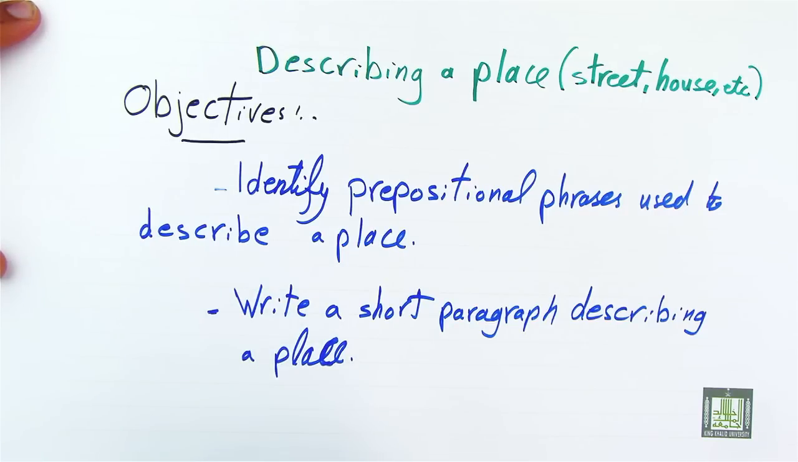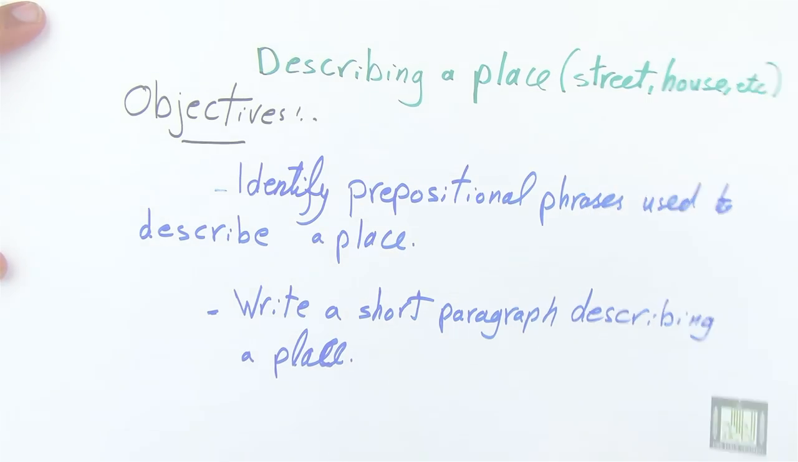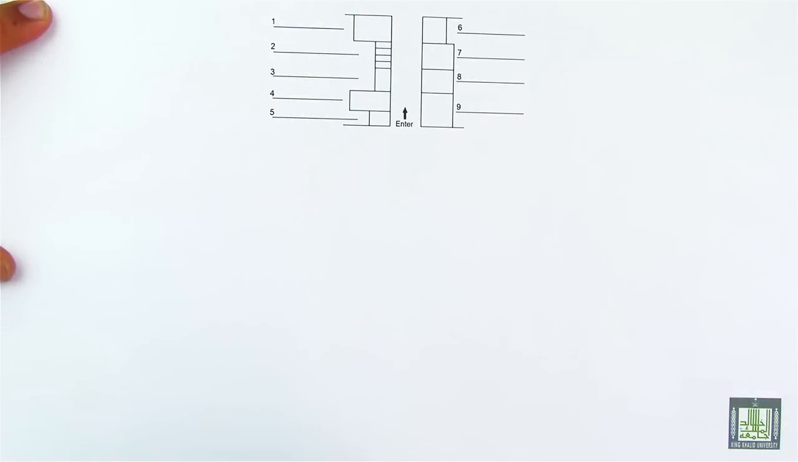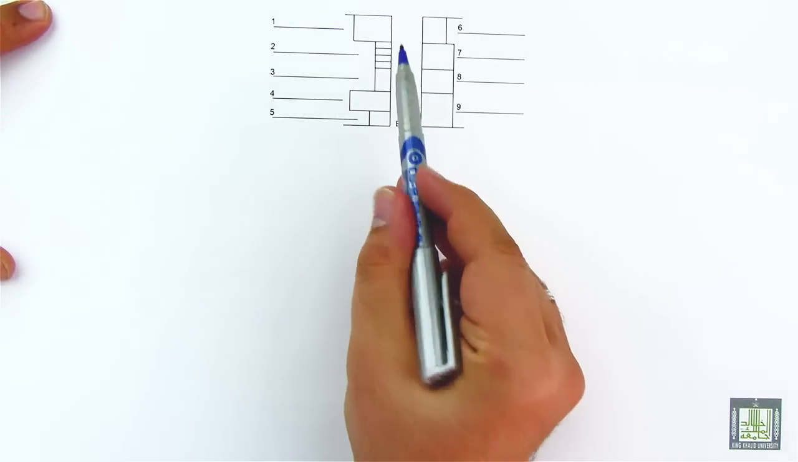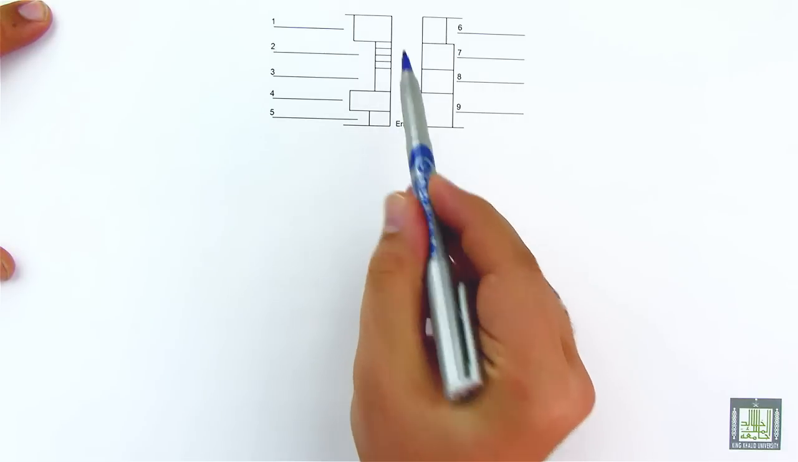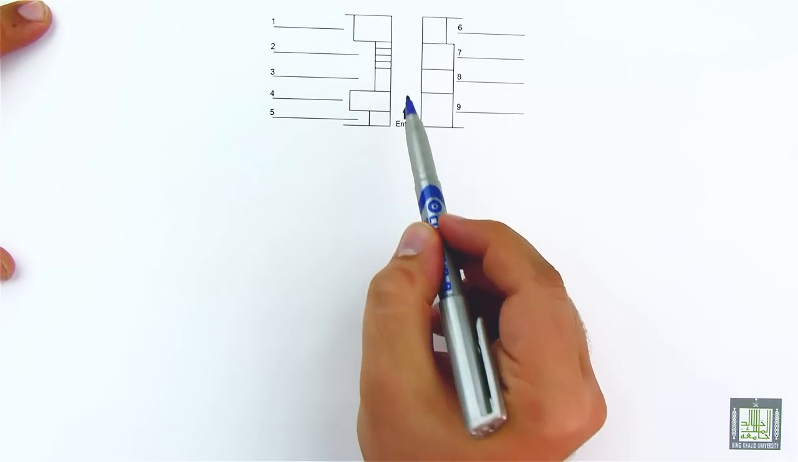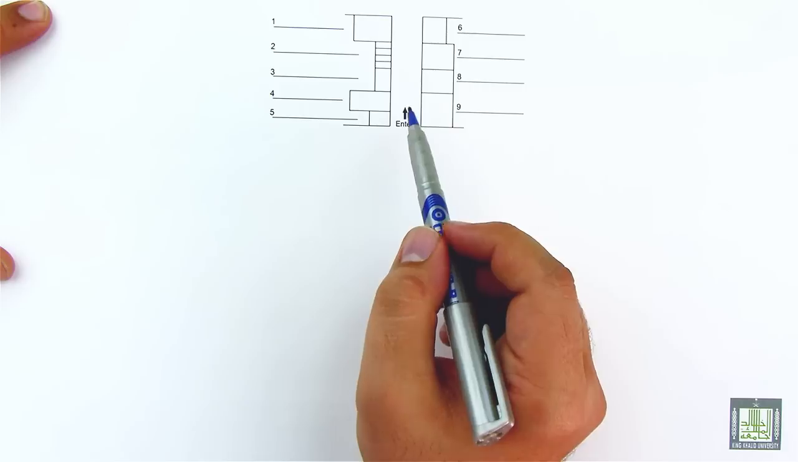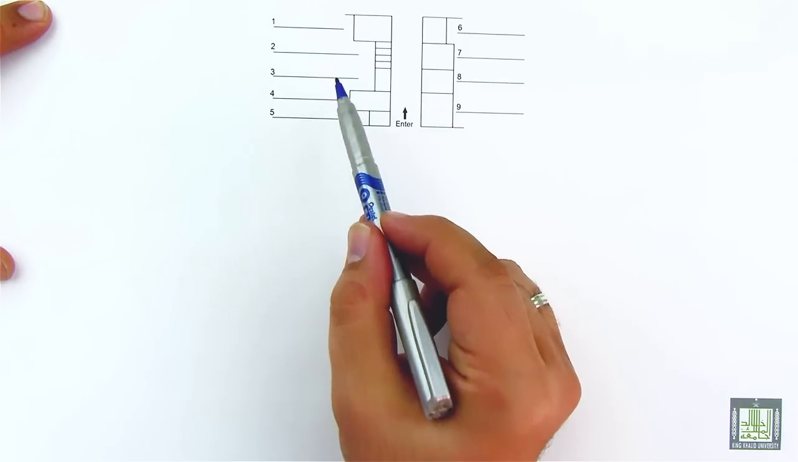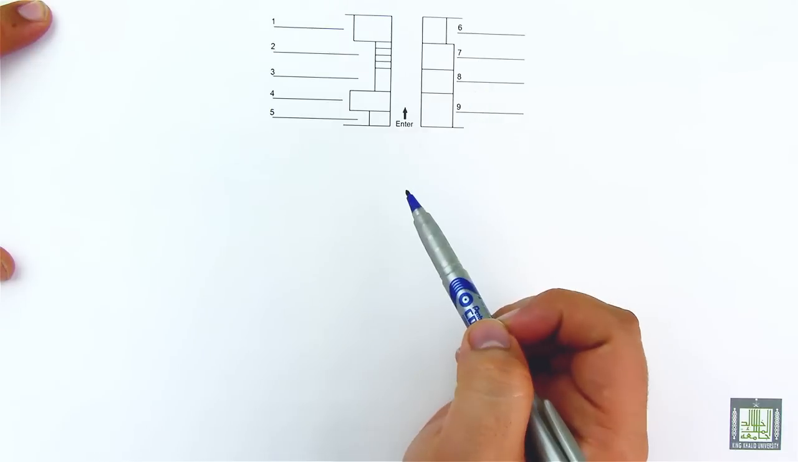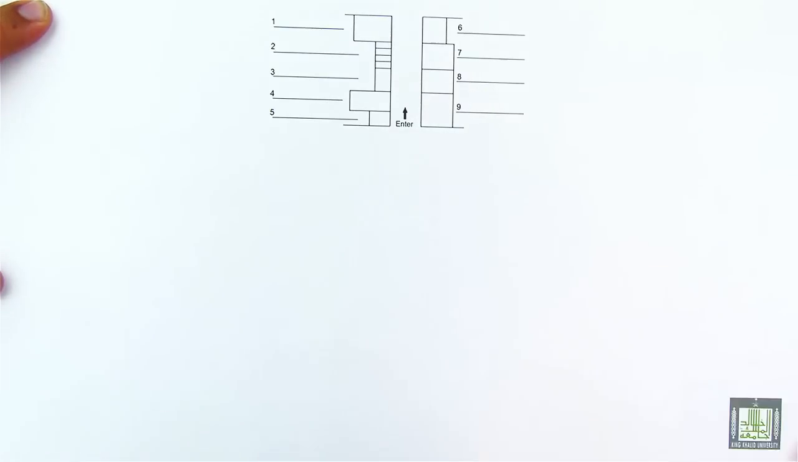Now let's go and try to write a short paragraph describing our street. Okay, as you can see here, this is a street, and I'm going to describe it, and we will name what we describe in the paragraph. Okay, let's start together.